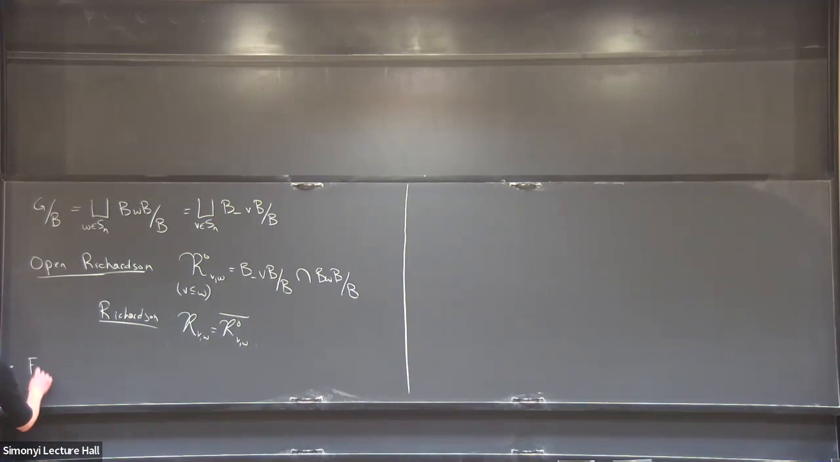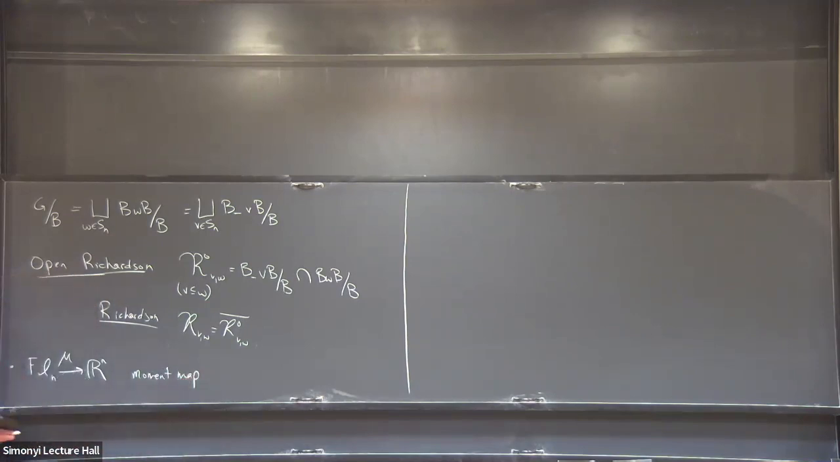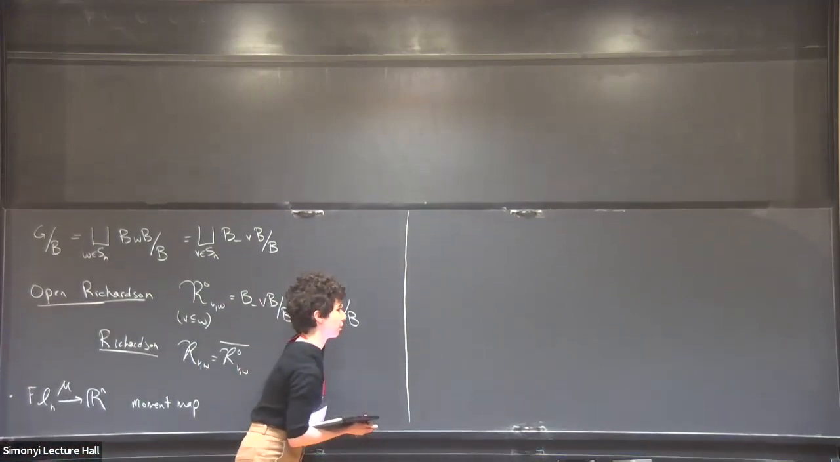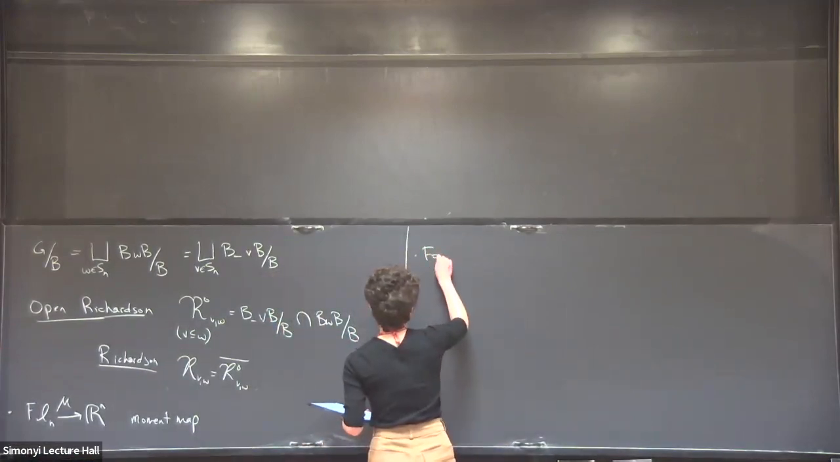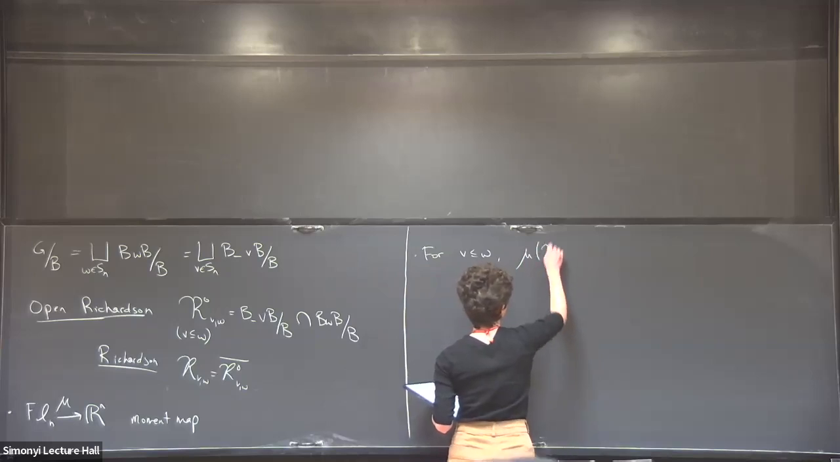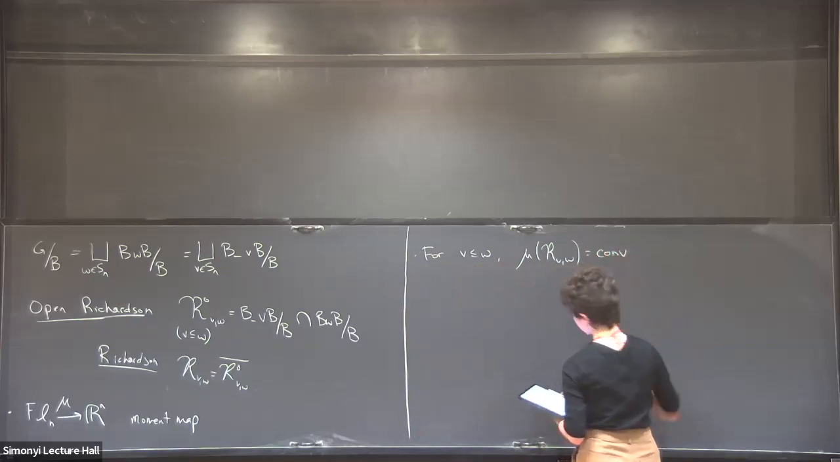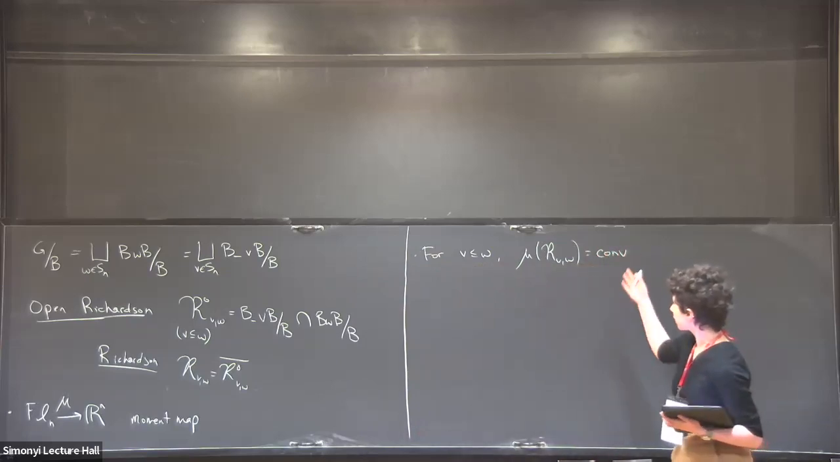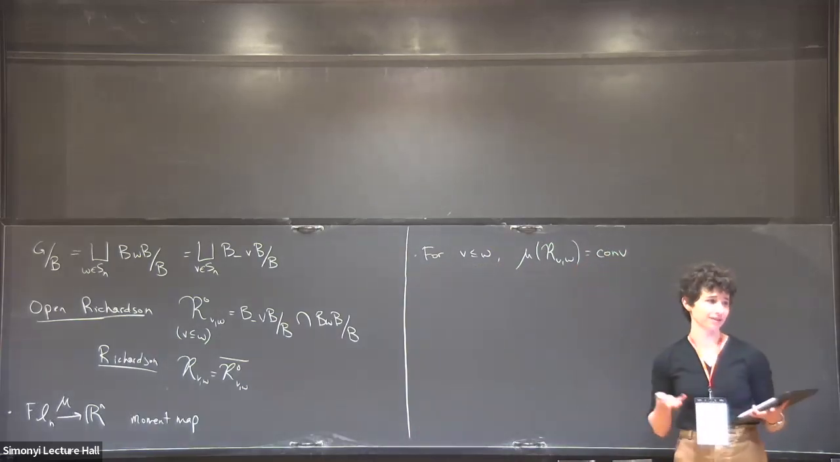The flag variety has a moment map, which I'll call mu, which sends it into R^n. The exact definition is not too important for this talk, because I'm just going to tell you the moment map image of the varieties we're interested in. So for v less than or equal to w, the moment map image of a Richardson, R_vw, is basically the convex hull of this Bruhat interval, suitably interpreted as vectors in R^n.